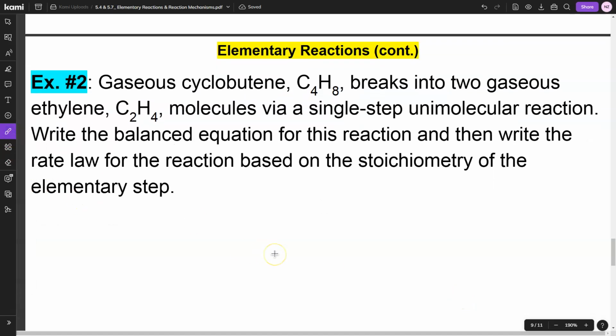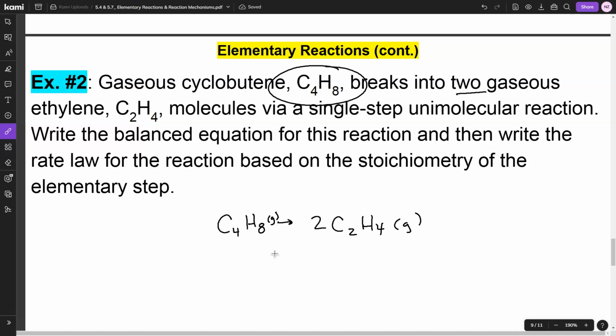All right, example 2. It says gaseous cyclobutene C4H8 breaks into 2 gaseous ethylene C2H4 molecules via a single step unimolecular reaction. Okay, so again, decomposition. Write the balanced equation for this reaction and then write the rate law for the reaction based on the stoichiometry of the first step. So again, this is going to be decomposition. So C4H8, because it's unimolecular, and it breaks apart into 2 gaseous ethylene. Forgot to include the state of matter here.